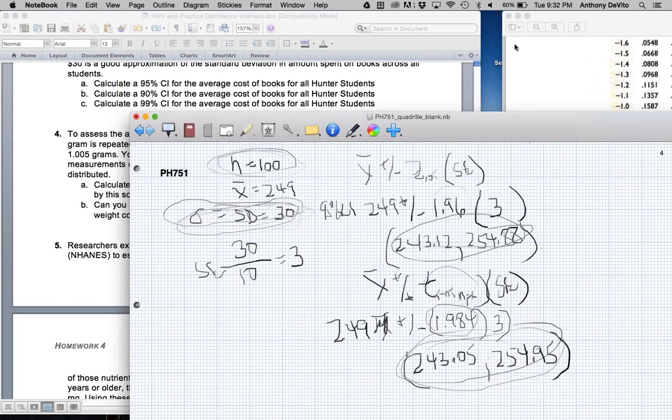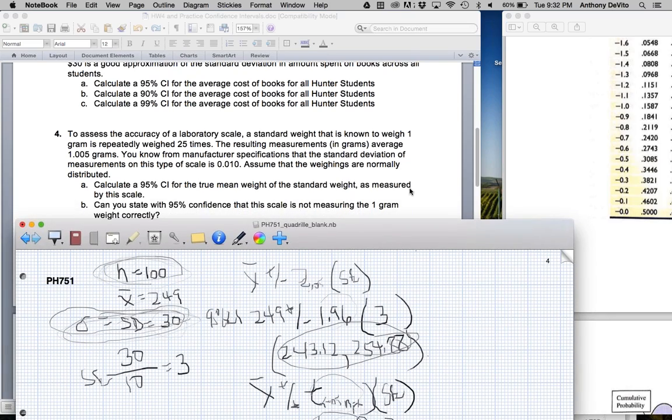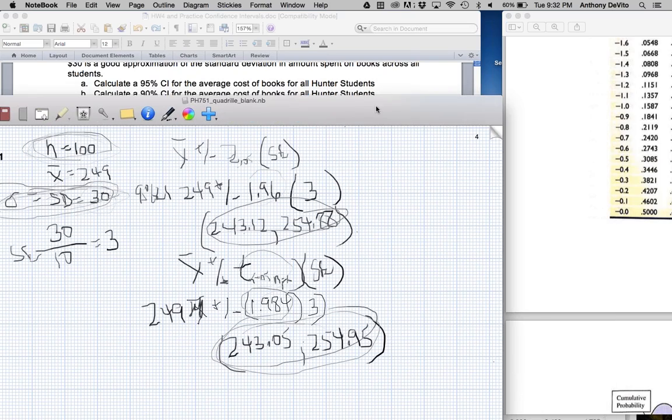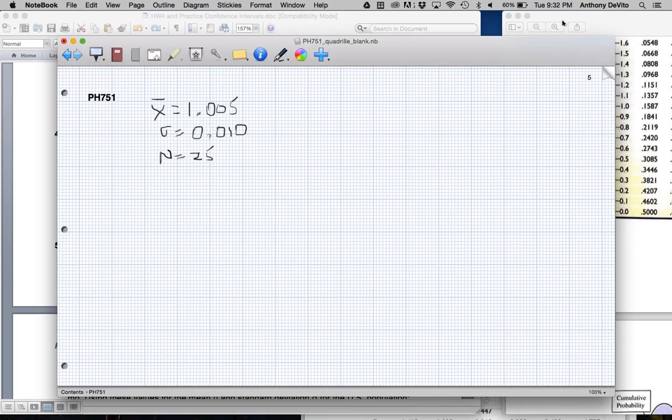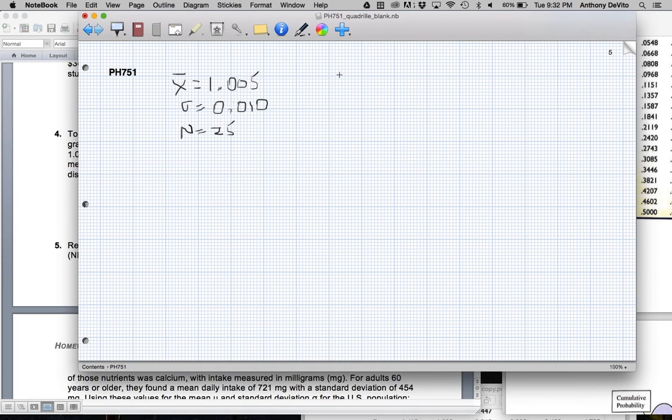Okay, and if you want, as an exercise, you could recalculate it again. In fact, maybe we don't have to. Okay, so I'm going to go ahead and do this. We want to know what our 95% confidence interval is. So our 95% confidence interval is going to be, well, I need standard error first. So standard error is going to be 0.010 over the square root of the sample size, which is 25.